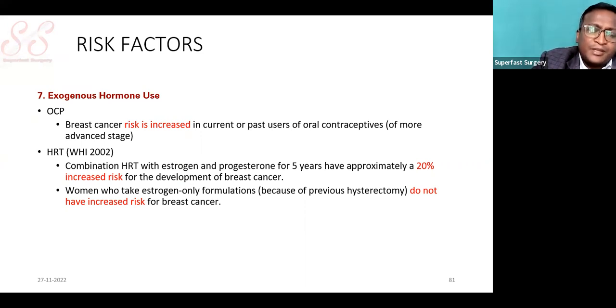Hormone replacement therapy is a risk for breast cancer. This line is taken from Sabiston. So you read this line one by one. Combination hormone replacement therapy with estrogen and progesterone for 5 years has approximately 20% increased risk for development of cancer. Okay, hormone replacement therapy is given in postmenopausal women, and that is associated with increased risk. So that is why we ask in our history taking whether there is a use of postmenopausal hormone replacement therapy.